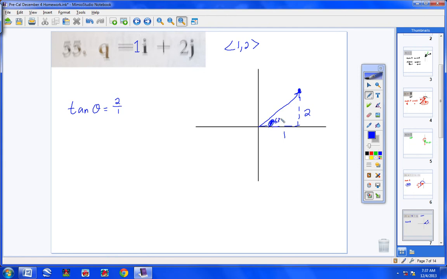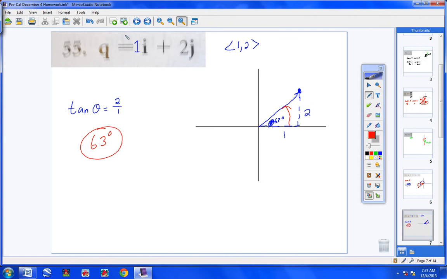Now, that really is your answer, because if that's 63 degrees and then you start here on the x-axis and you rotate up to the hypotenuse like that, you get 63 degrees. So the direction angle is 63 degrees.